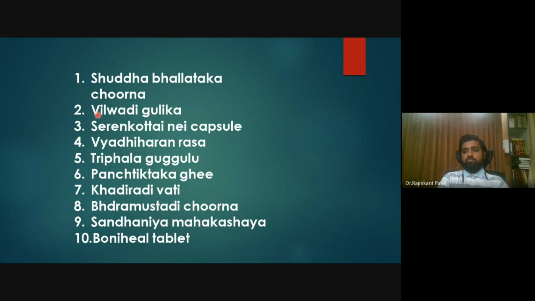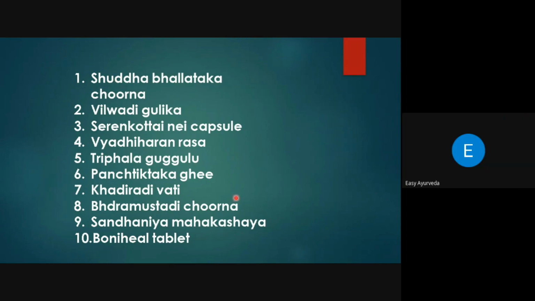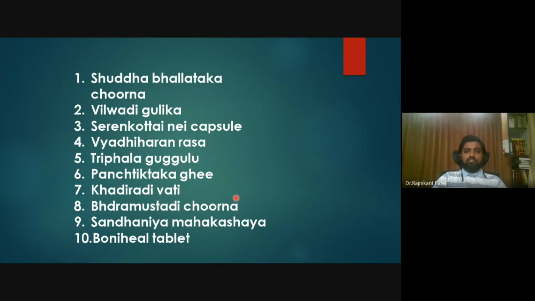Vilvadi also, in some patients, may aggravate Pitta dosha. So do not administer all together. Administer Vyadhiharan Rasa, Vilvadi Gulika and Shuddha Bhallataka only after you wait for some changes to happen, and then you bring them into a second schedule. Vilvadi Gulika and Vyadhiharan we can use, but Shuddha Bhallataka, 101 percent only later.